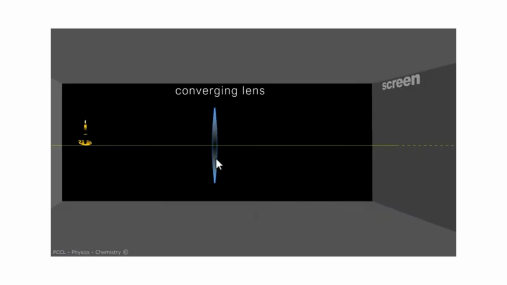Here is a converging lens. Thinner at the edges and thicker at the center. We say that the surface is convex.